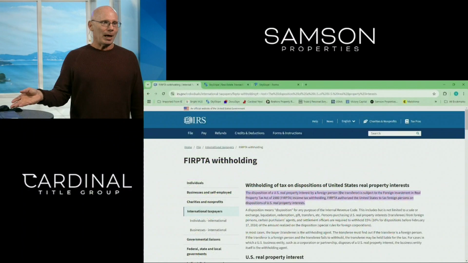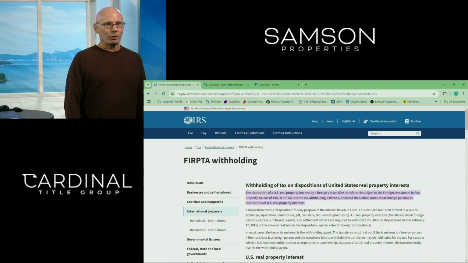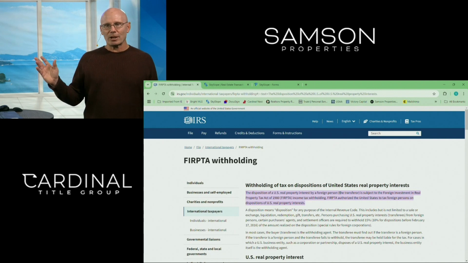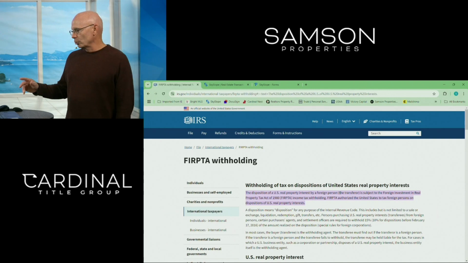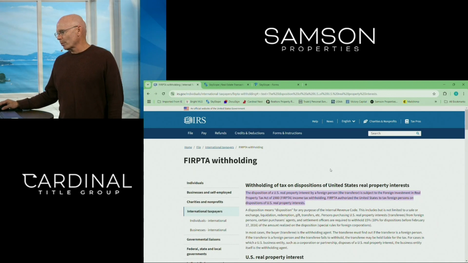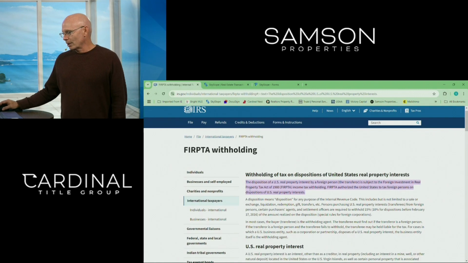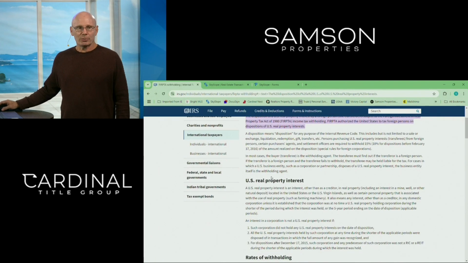Make sure you go into reliable sources, though. When you're on the internet, try and get your information from a reliable source, because there is a lot of stuff on the internet that may not be totally 100% factual. So try and use reliable sources. This one right here is the IRS website. So you can search this website, do whatever you need. But like I said, all I did was Google FIRPTA, and this came up.